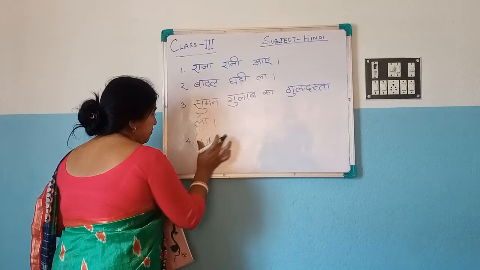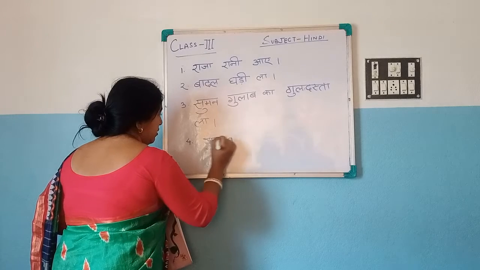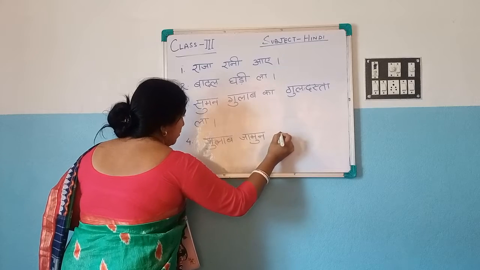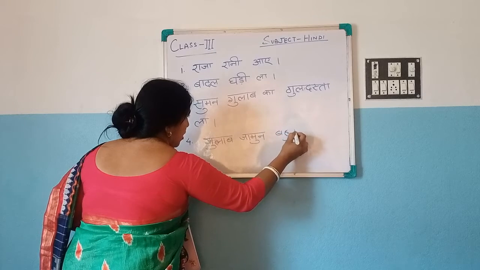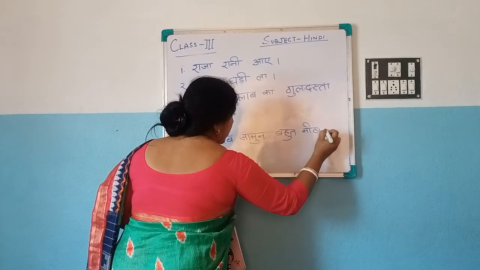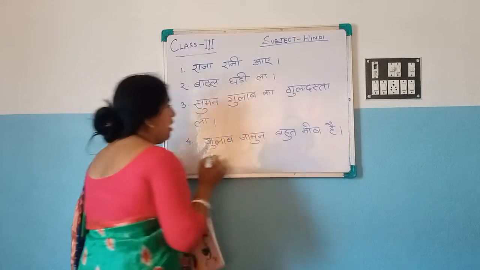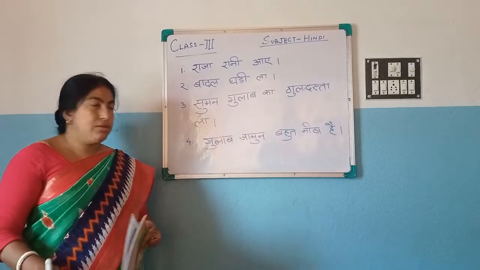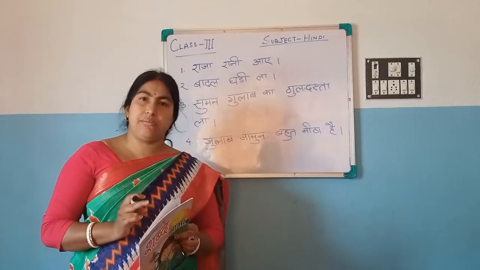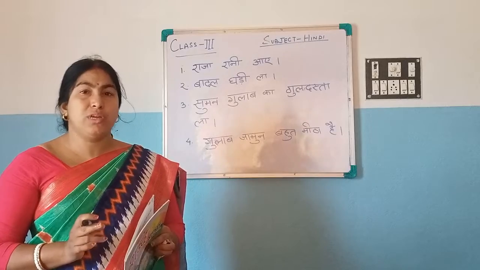And Gulab Jamun, Gulab Jamun, Bahut Meetha Hai. Gulab Jamun Bahut Meetha Hai. Okay, so in this way you have to make sentences of your own using A ki matra, Hasva i ki matra, Dirgha i ki matra and Hasva u ki matra.